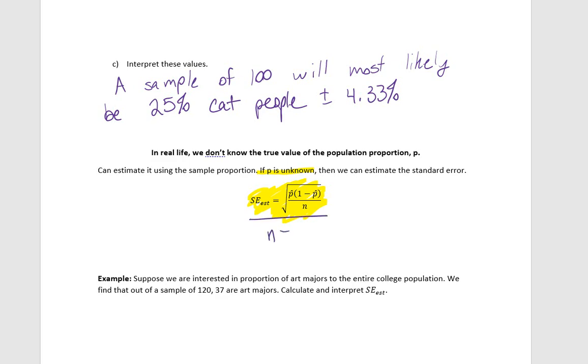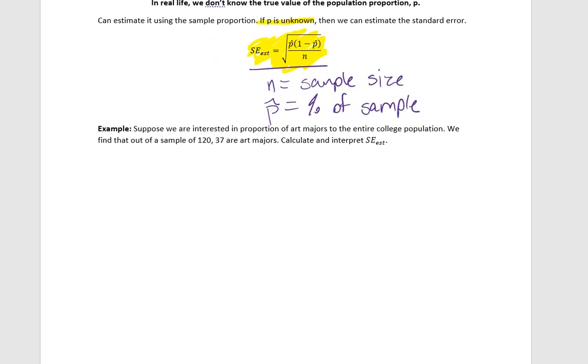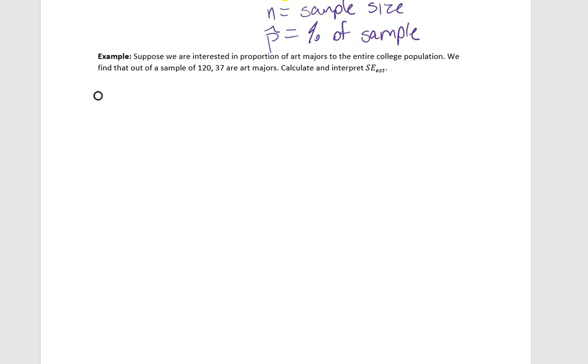So n is still the size of your sample. But don't forget, p hat is the percentage of your sample. So, for example, let's say that we are interested in the proportion of art majors to the entire college population here at OC. So we find that out of a sample of 120, 37 are art majors. What we'd like to do is calculate and interpret the standard error.